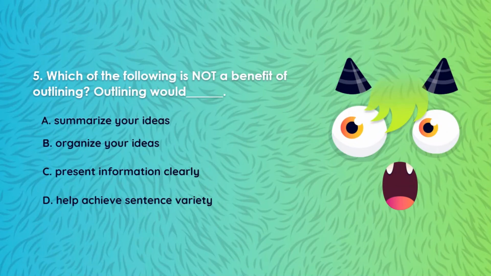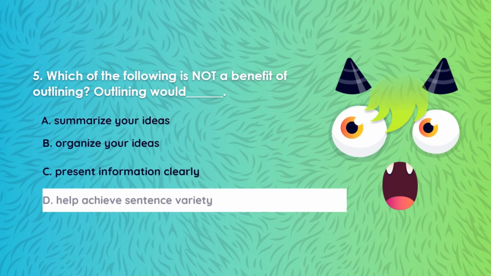Last. Number 5. Which of the following is not a benefit of outlining? Outlining would blank. A. Summarize your ideas. B. Organize your ideas. C. Present information clearly. D. Help achieve sentence variety. And the correct answer is D.